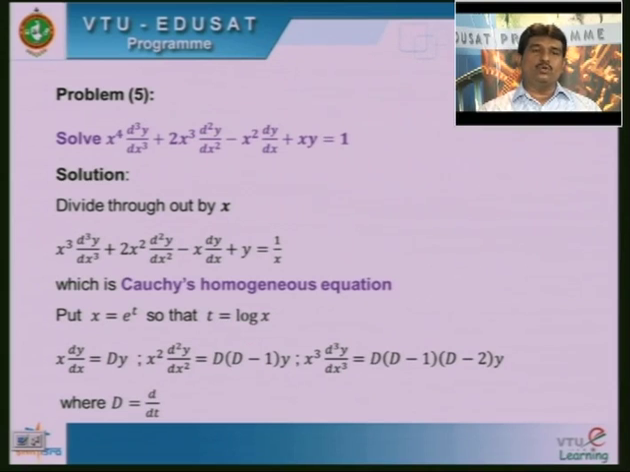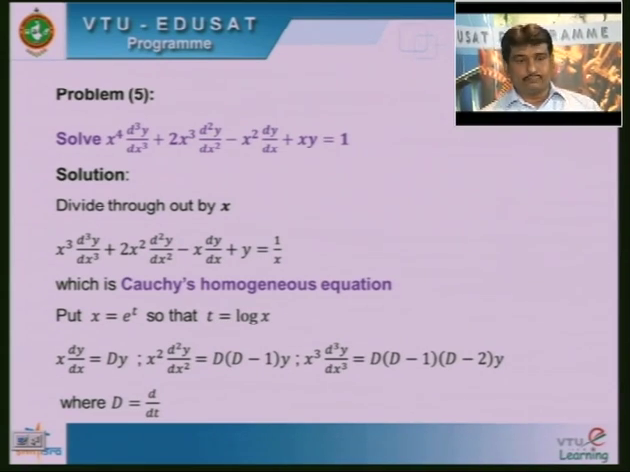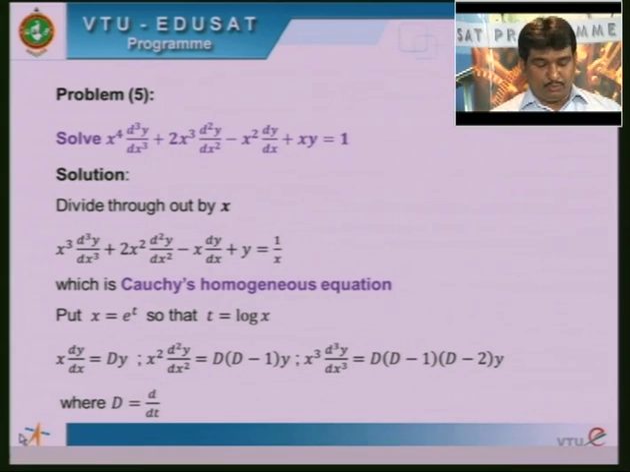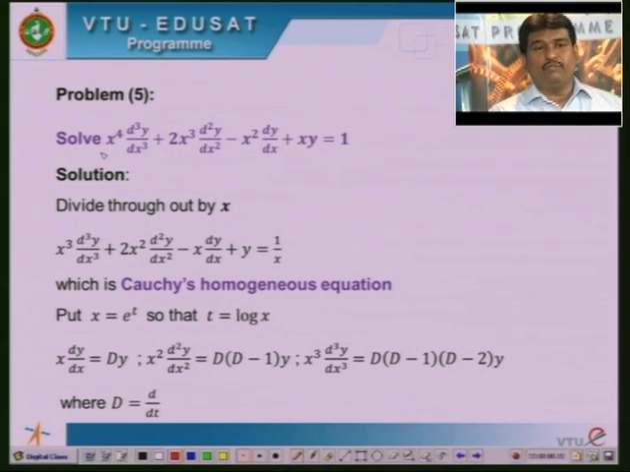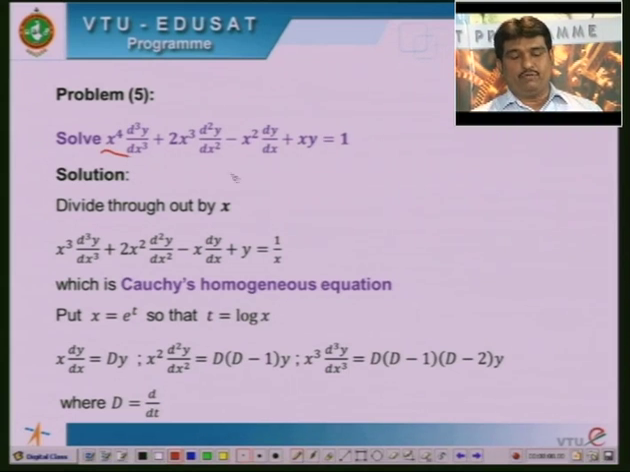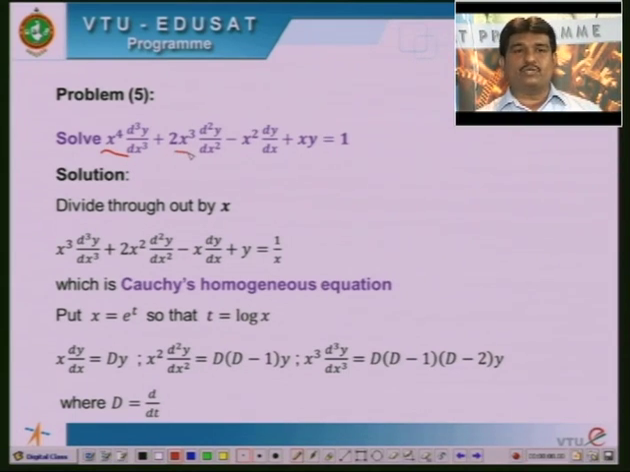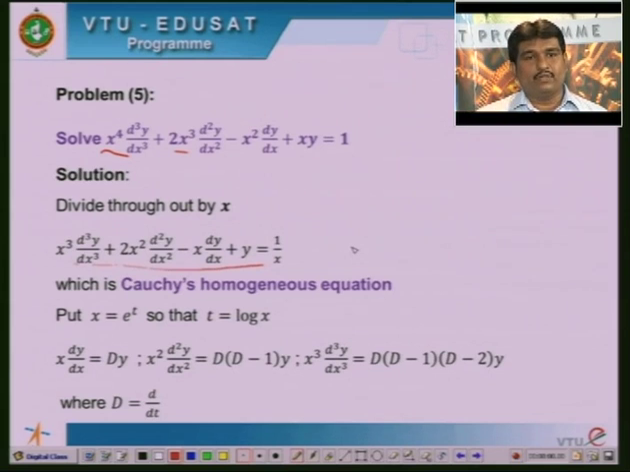You can see the coefficient of d cube y by dx cube is x to the power of 4. It's not x cube. We want this to be x cube. We want the coefficient of d square y by dx square to be x square and dy by dx to be x. So it can be converted to Cauchy's differential equation if we divide throughout by x. So when we divide throughout by x, we get a Cauchy's differential equation. Coefficient of y is constant and then RHS is 1 by x.